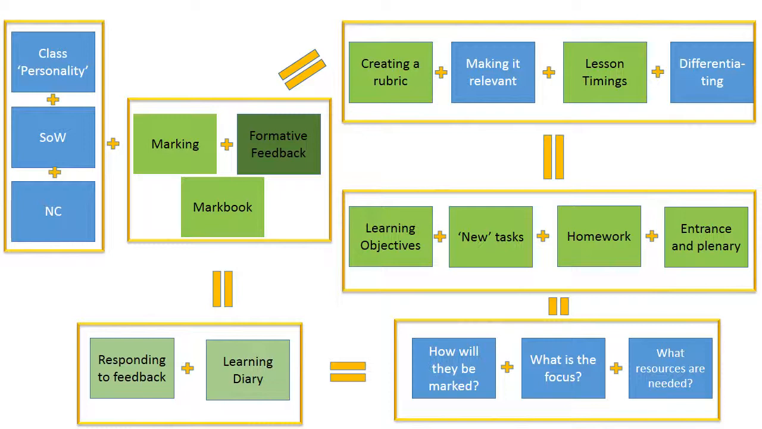Differentiation by outcome is the most common way of differentiating. It shouldn't just be the case of differentiating by the amount of work produced, such as analysing a certain number of lines and the better students analysing more lines. It should involve the outcome being specifically different work. And again, it's essential to have a rigorous rubric to allow you to do so.